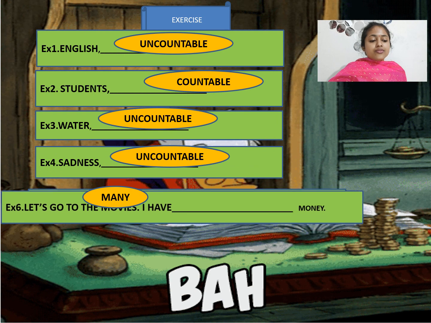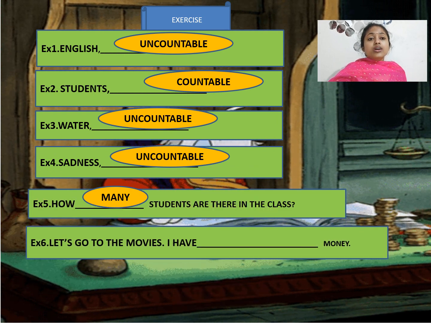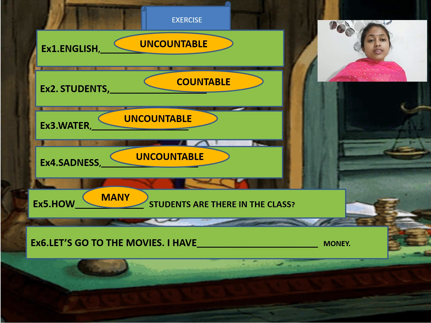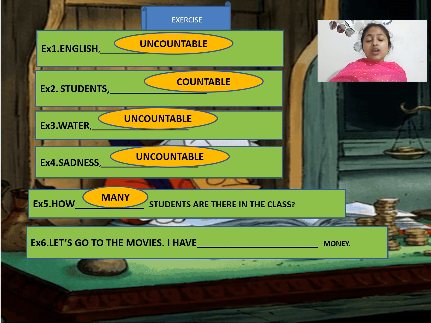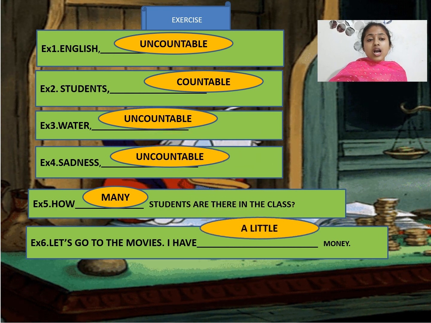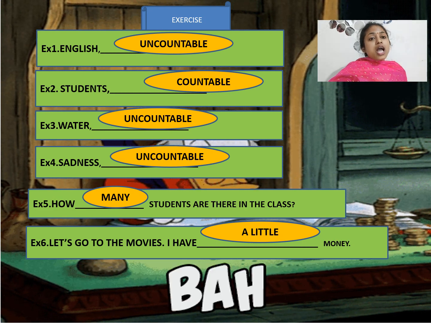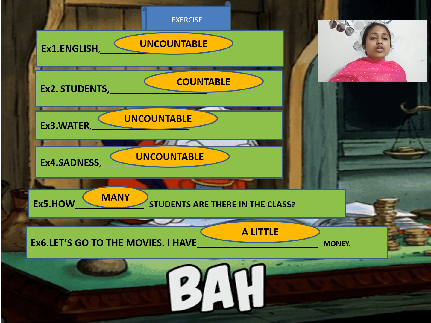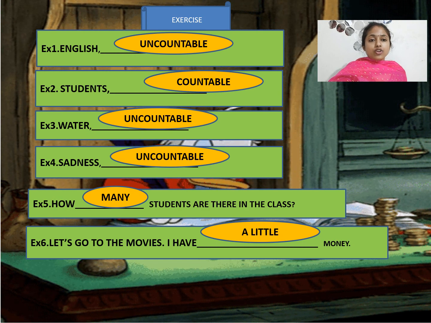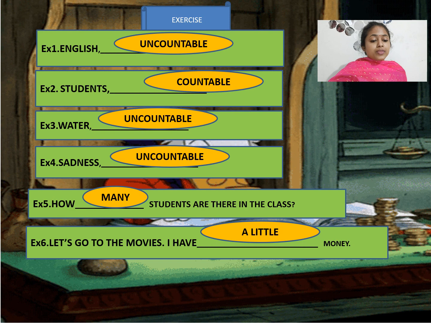Let's go to the movie. I have dash money. If you can afford the movie, that means you have some money. So over here, what will you put? The positive one, remember, a little money. Can you count money? You can't count money. It is uncountable. That's why we are using a little instead of a few. You have to keep this in mind, okay?